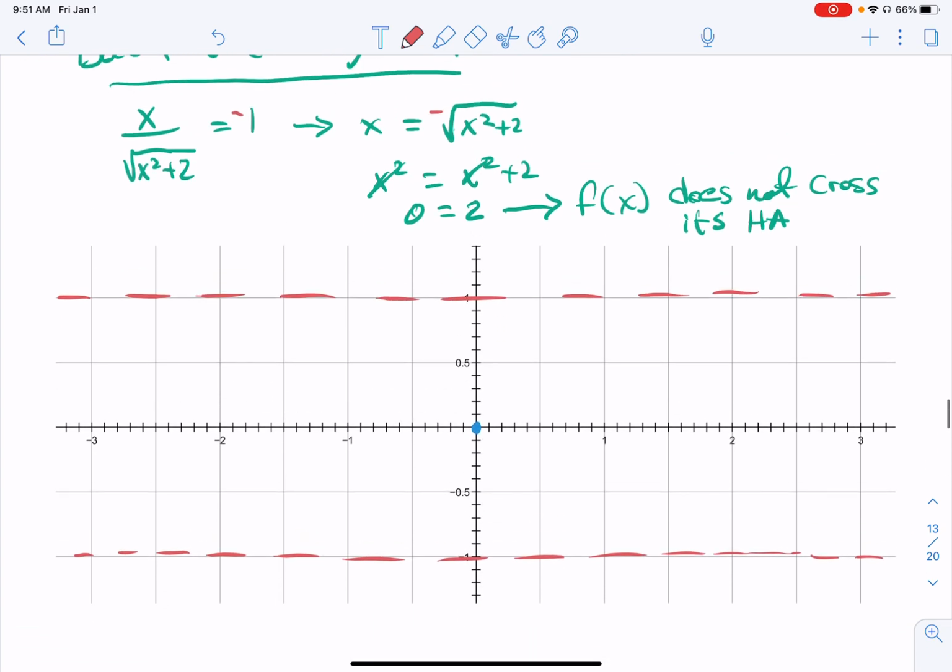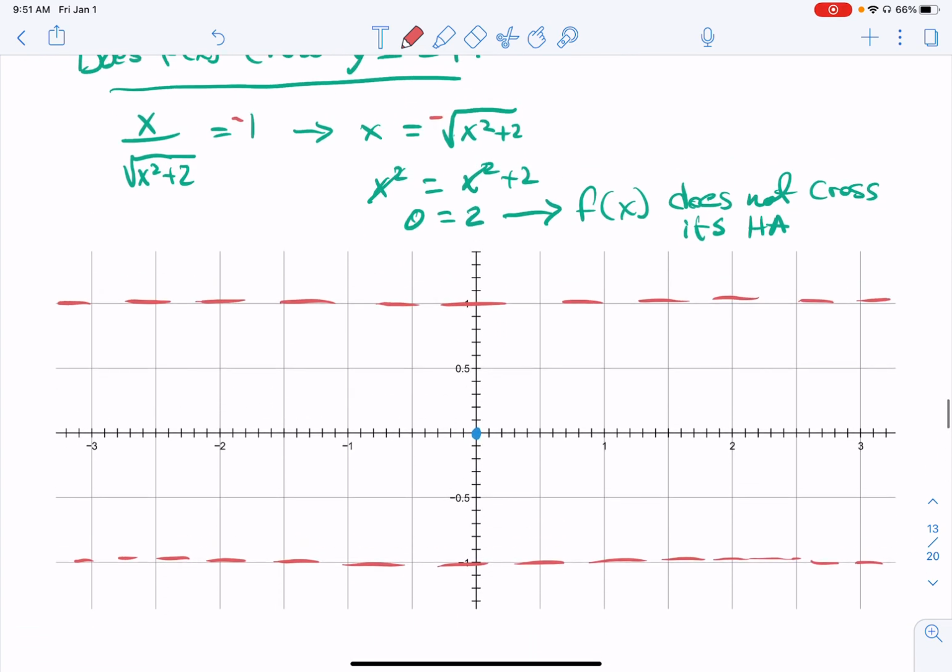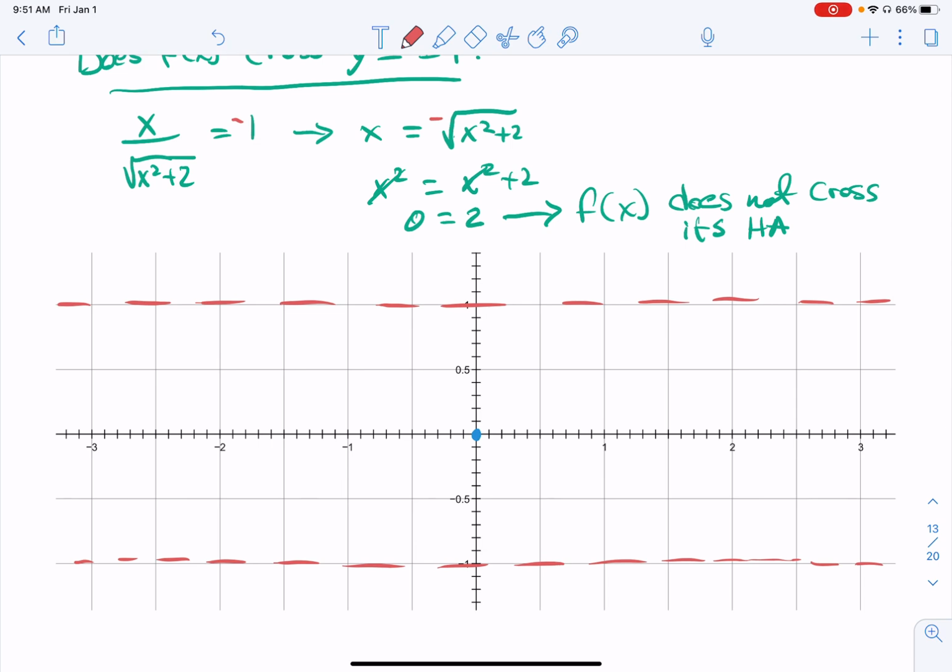All right, I think that's pretty good for this particular video, and then when we come back, we'll take a look at some symmetry, some possible symmetry, and then do some calculus on it.